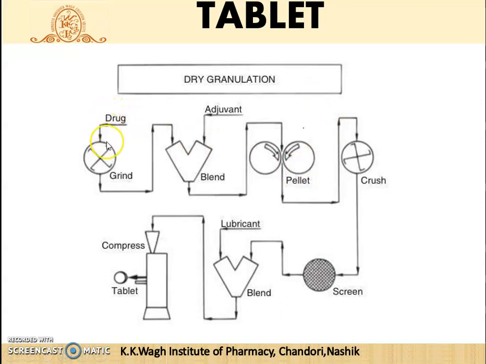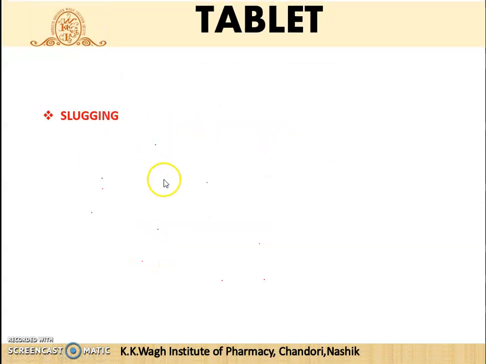In this dry granulation chart, we see the drugs. First one, the drug is ground, then blended with the suitable adjuvants. Then pellet formation is there. After pellet formation, these pellets are crushed down, and this crushed granules or pellets are screened off, and then it is sent to the blending. In that, a suitable kind of lubricant is added, and then these granules are pressed for the compression. Okay, this is the flow chart of the dry granulation.